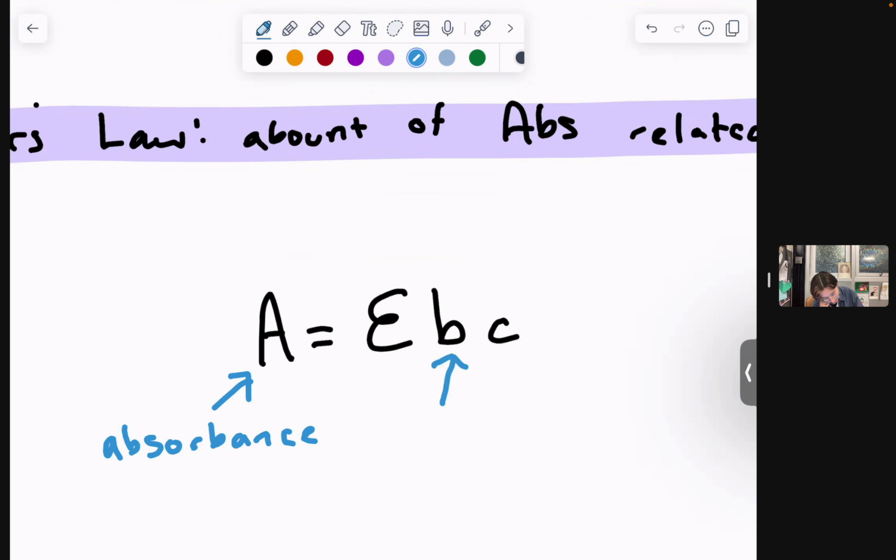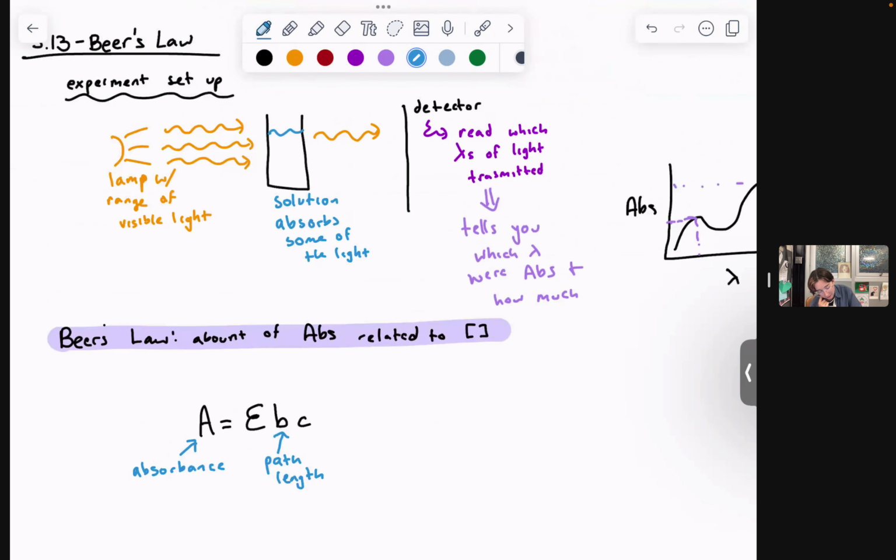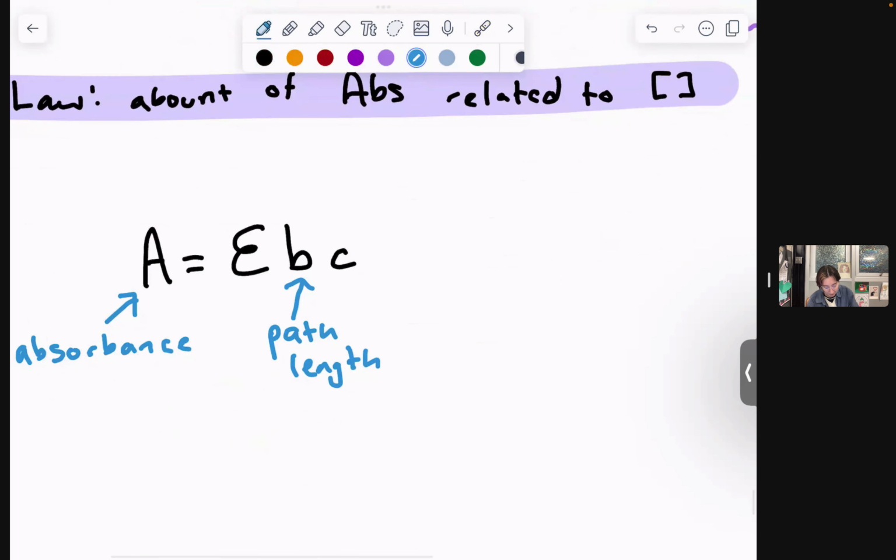B is the path length. All that means is how big was your cuvette? How far did the light have to travel through the cuvette? Just basically showing how much of the substance it had to travel through. But ingeniously, we made all the cuvettes 1 centimeter. So that's a 1 in the equation. You can usually ignore it. If it was an FRQ, you'd write your full equation, but it's 1, so it's not going to affect our number.